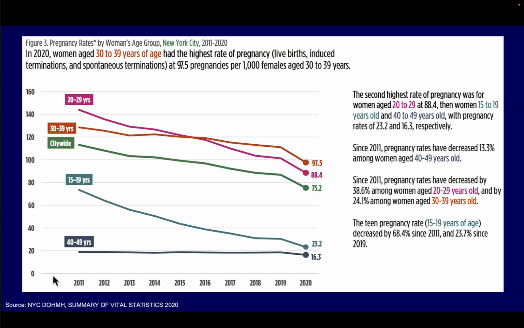And this slide shows the birth rate by age group. You can see that in 2011, the highest pregnancy rate was among those aged 20 to 39 years. However, by 2020, the highest pregnancy rate was among those 30 to 39 years. And the pregnancy rate has been steadily declining in the 15 to 19 year age group, and at a steeper rate than the citywide pregnancy rate shown here in green.